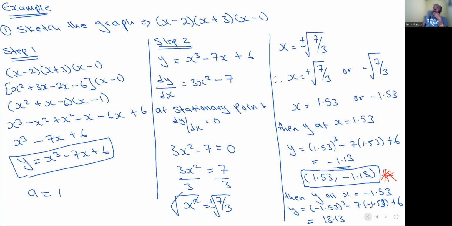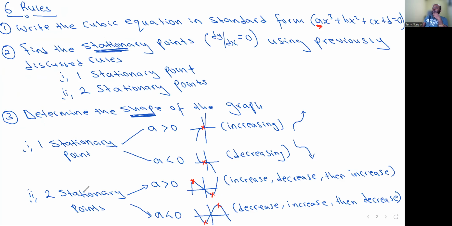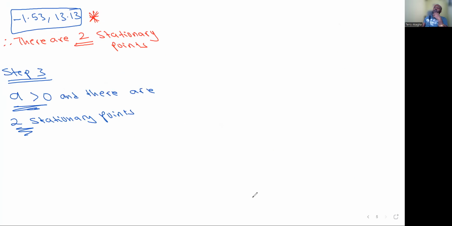So let's see. There are 2 stationary points. A is greater than 0. So we're going to expect the graph to look like this. So it's going to increase, decrease, and increase. So we'll be expecting the graph that we're going to draw should look like this. All right. So we're done with that. The next step. So let's go to step 4.